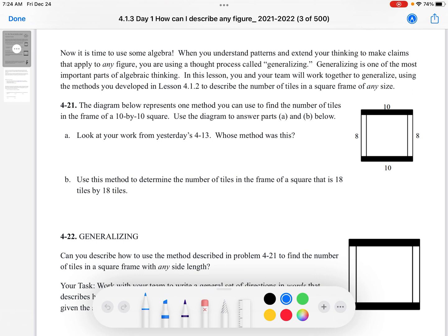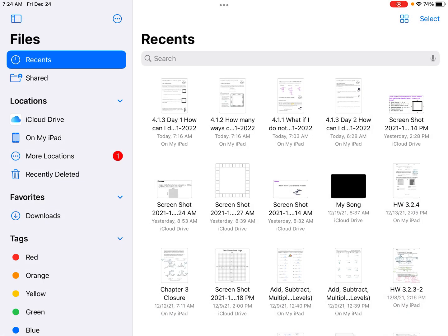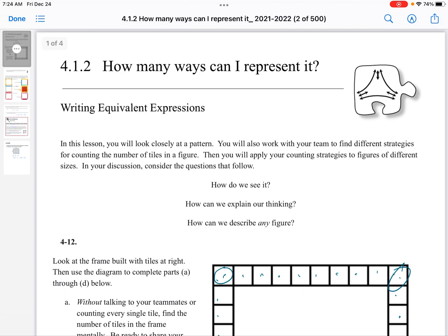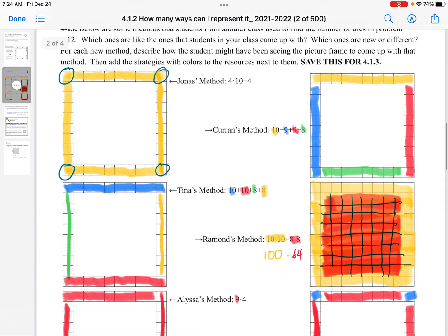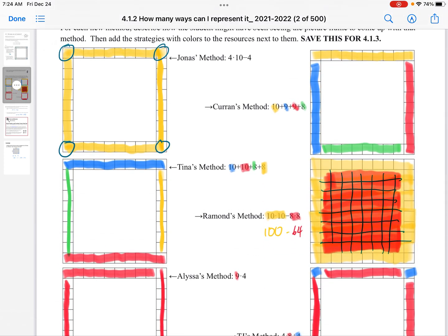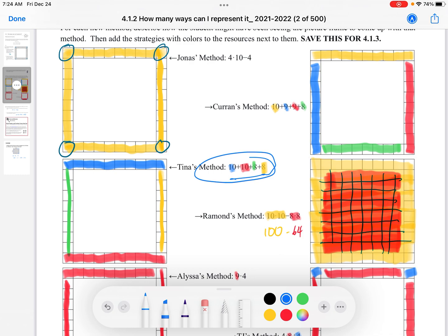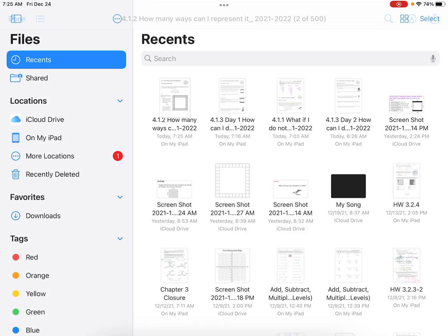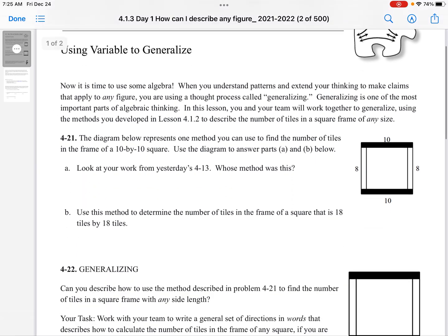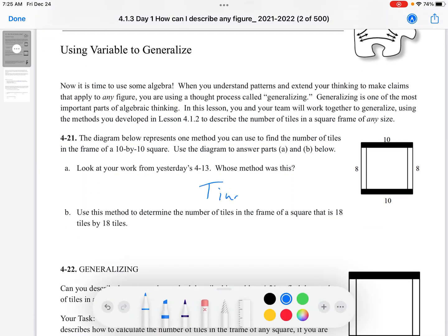Look at your work from yesterday's 4-13. Whose method was this? Let's look at that. 4-13. And what do we have? Okay, so here we are. If you go back to that, what we find is it was Tina's method. That was the representation. So this was Tina's method, and remember, Tina's method was 10 plus 10 plus 8 plus 8.